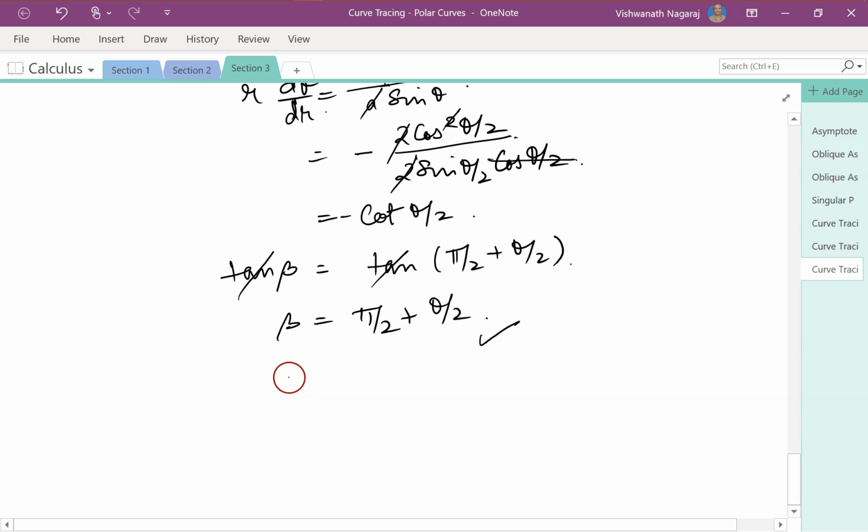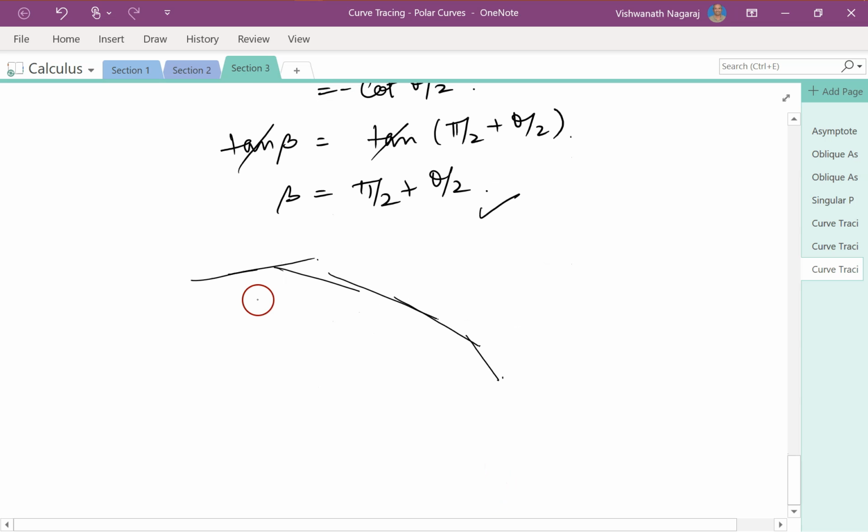Yes, so say at theta equal to pi by 2, we will get a horizontal tangent. Then the angle will be something like this. Then the angle will go something like this. Then it will go like this. Then it will go like this. And all this is basically the angle between the radius vector and the tangent. This would be something like this. This is the radius vector.